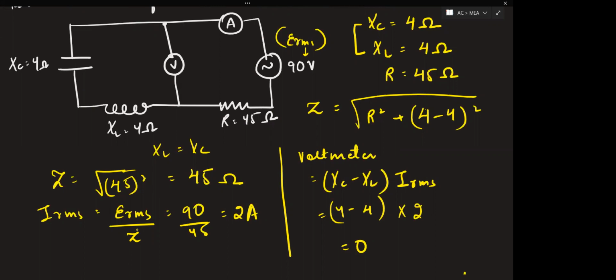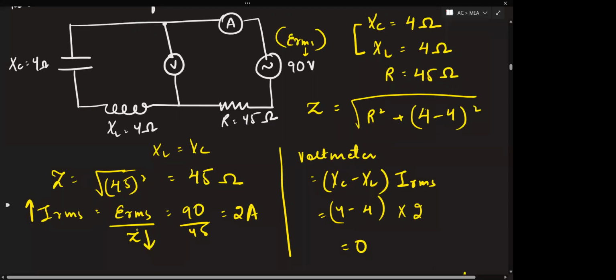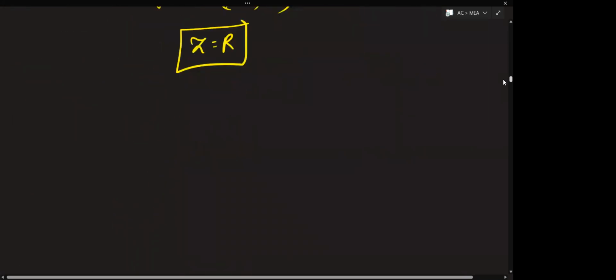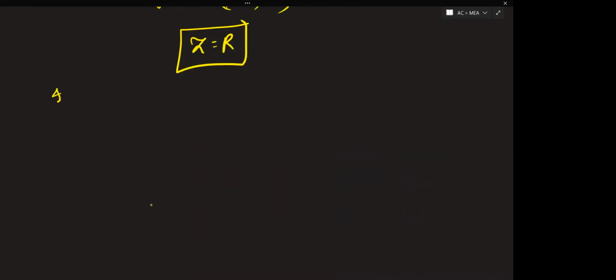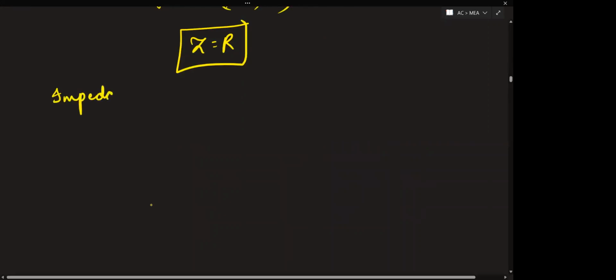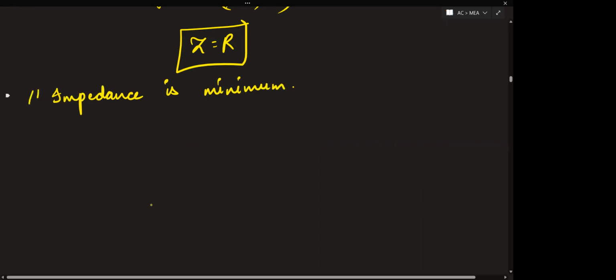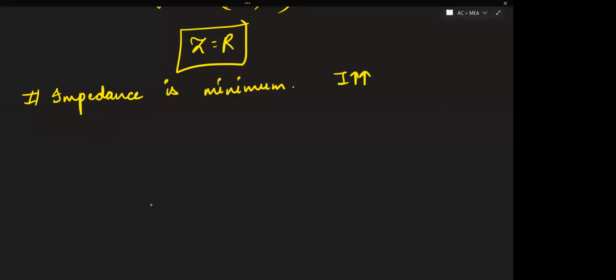Now, obviously, when the resistance will be less, then only you will be getting the current more. So here in this condition also, if Z is equal to R, this means impedance is minimum. That's why current is maximum and you are getting the resonance condition. So what exactly is this resonance condition? It is when the current is maximum.